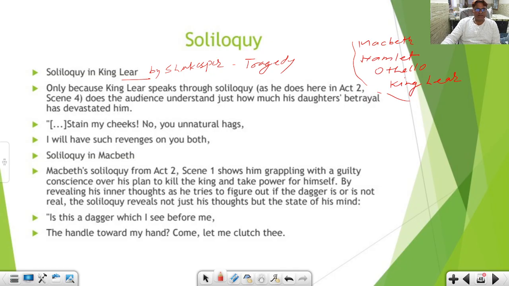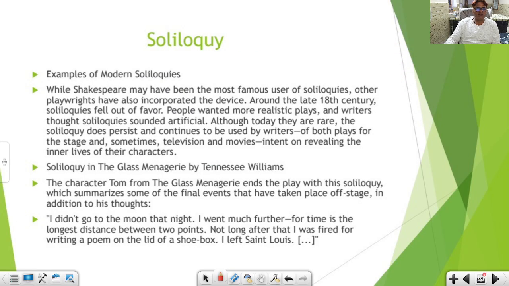So you can find the text like Macbeth. You can go to Act Two and Scene One, and you can find how soliloquy really helps Shakespeare to present his characters before the audience. And some modern examples are also there. We are not just saying that only Shakespeare excelled in the use of soliloquy. The 18th century, I have already told you, it fell out of favor. There was no use of soliloquy because people wanted more realistic plays, and writers thought soliloquy sounded artificial. Okay, I told you in the beginning.